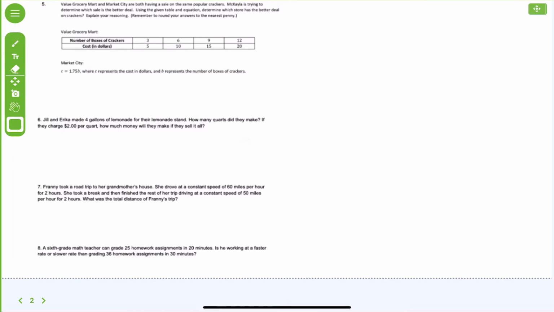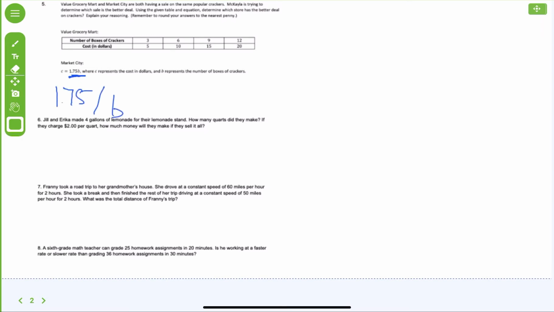Now, we have a table here with the Value Grocery Mart, but we do not know the actual unit rate. For the Market City, we have the unit rate. It's $1.75 per box of crackers. Does everybody see that in the equation? $1.75 per box of crackers.